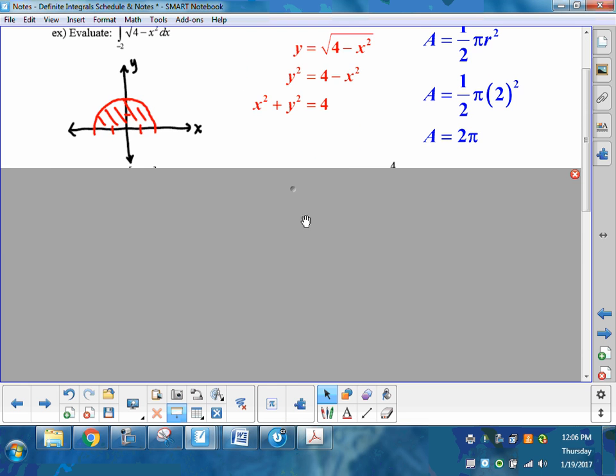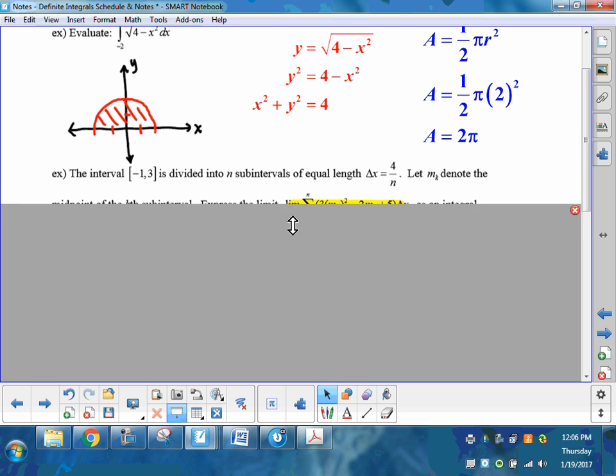Now, let's take a look at our next grouping here. The interval is divided up into that amount.